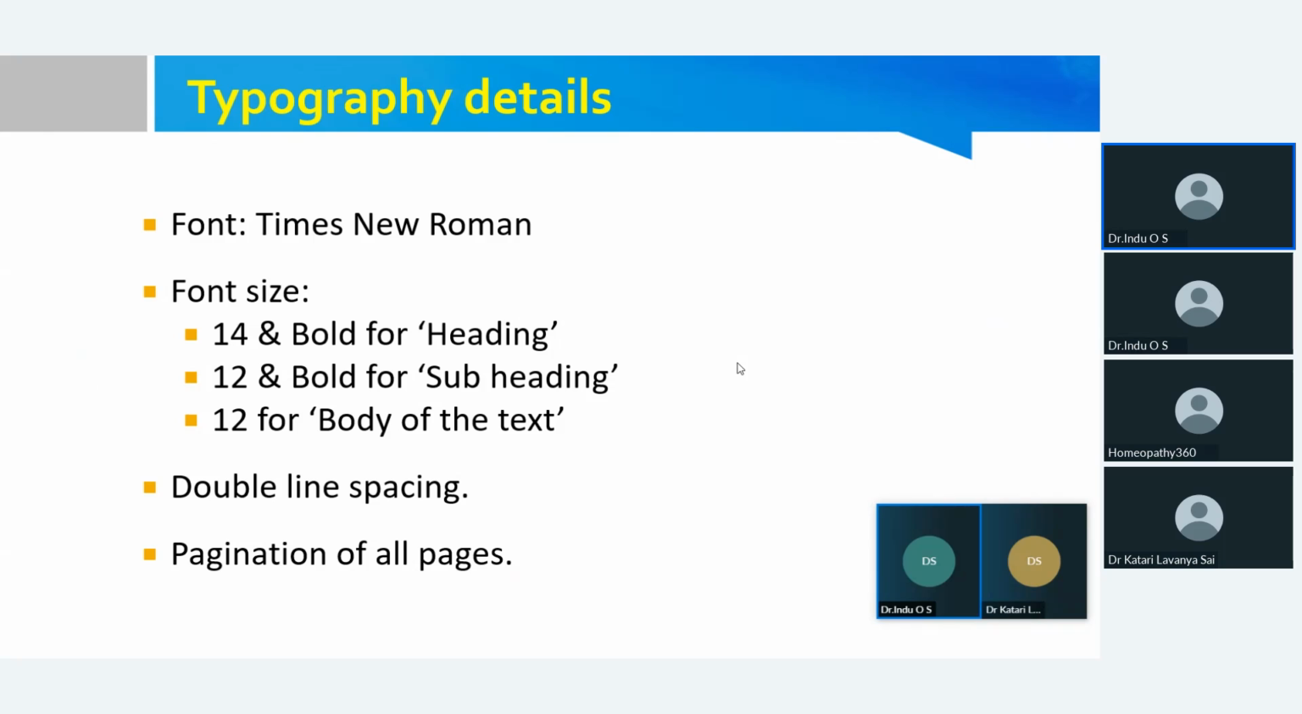This is the universal format for a synopsis, or else for the dissertation also you can follow the same typography details. We have to give double line spacing as well as pagination for all the pages. All these are the basic requirements and guidelines you have to follow while writing the synopsis, and for a dissertation or thesis also, you can follow the same font size and font style. So it should be Times New Roman.